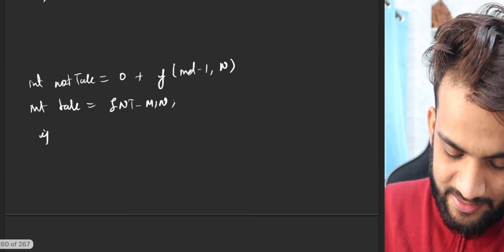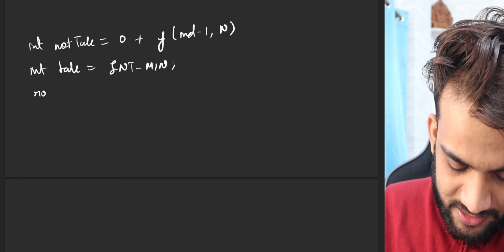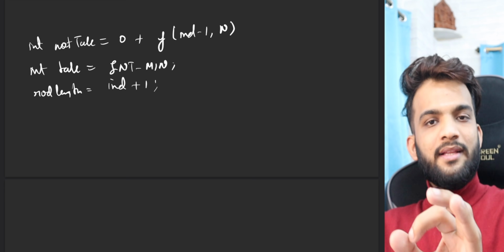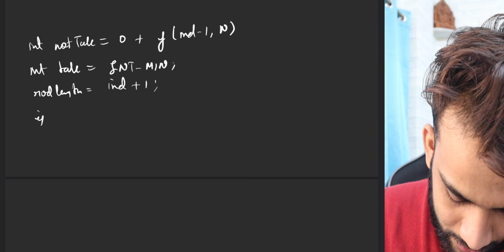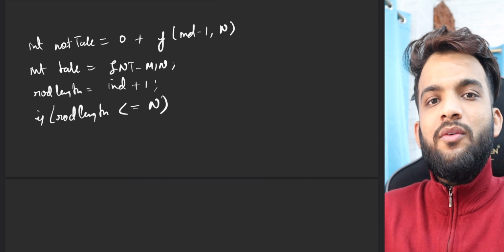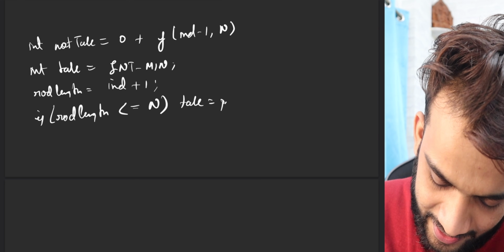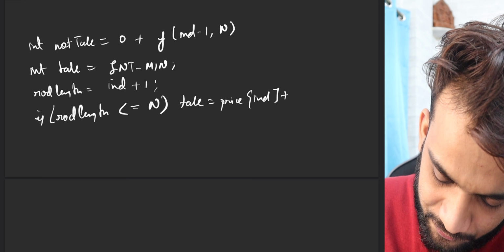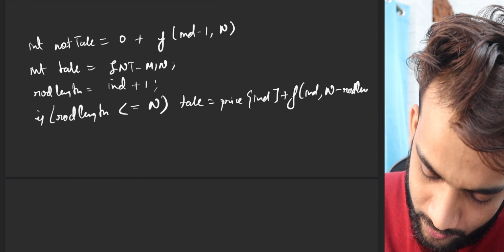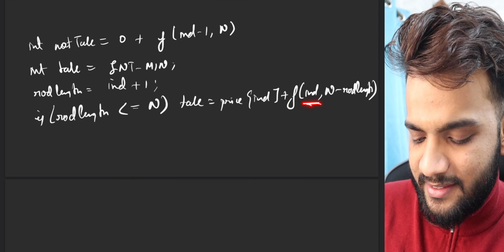So can I say this? If I try to write it in a very sophisticated way, the rod length is nothing but index plus 1. Again, makes sense. The rod length is index plus 1 every time. Can I say the rod length has to be less than or equal to the length that I'm looking for? Makes sense? And if it is, then I can take this rod length and the price added will be the price of index plus function of index, n minus the rod length, because this much rod length will go off. Now the question arises, do you stand at the same index?